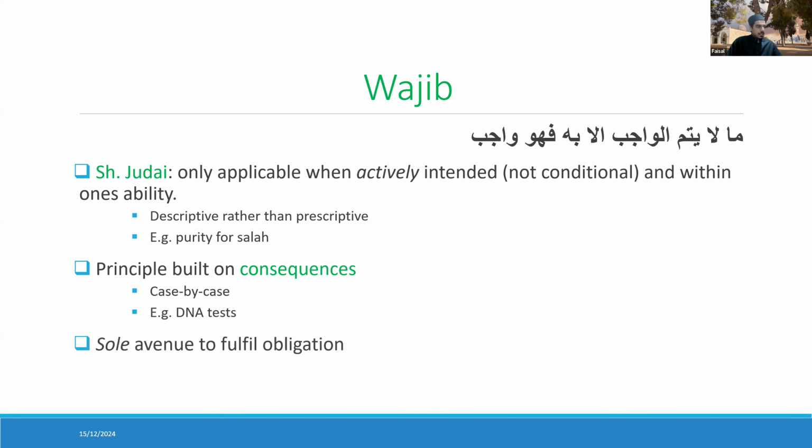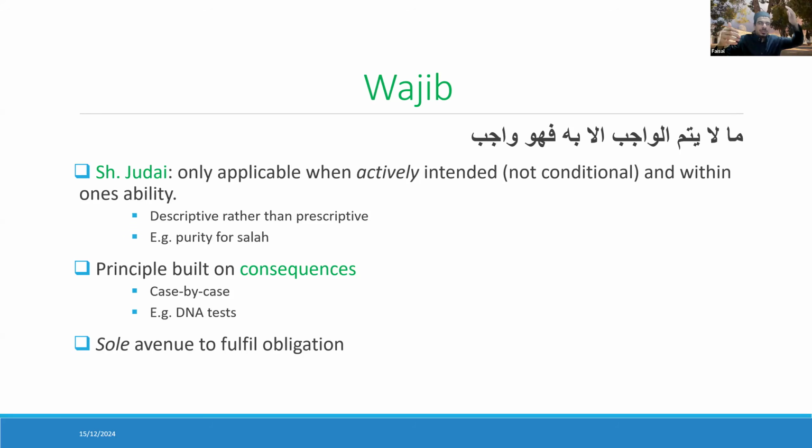Now, another aspect to this principle, and this is important, and I'll couple this with an example, is that this principle is applicable when there's only one avenue to fulfill the obligation. Someone can only make an argument that a particular action is an obligation because it leads to another obligation, as per مَا لَا يَتِمُّ الْوَاجِبُ إِلَّا بِهِ فَهُوَ وَاجِبٌ, if that's the only way to fulfill this obligation.